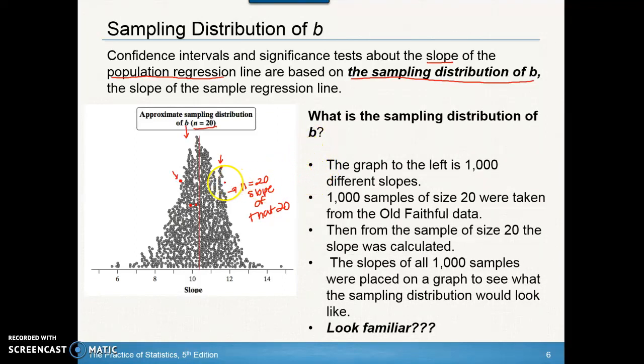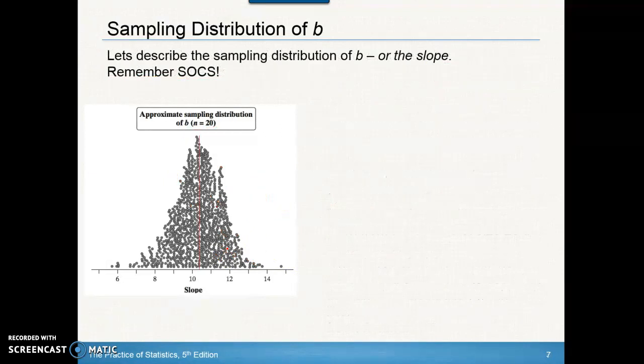The graph at the left is 1,000 different slopes. So basically, we did 1,000 samples of size 20. They're all size 20. We did that 1,000 times. Each of those 1,000 times, we calculated the slope. So these are all little slopes in here, from your samples of size 20. Then we put all of those slopes on the graph to see what the sampling distribution would look like. Does it look familiar? Does it look like a normal curve? Hopefully it does. Okay, now let's describe what the sampling distribution of the slope looks like.